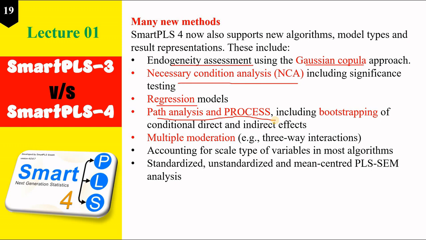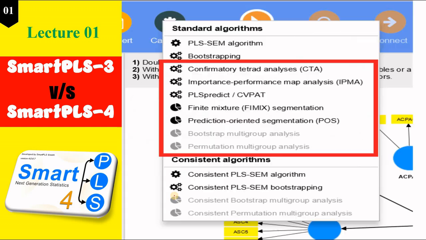And then another is multiple moderation. So now you can also moderate three-way interactions in the software. Along with this, accounting for scale type of the variable in the most algorithm, such as unstandardized, standardized, and mean-centered PLS analysis, is also available in SmartPLS-4. So these are the new techniques which are available in SmartPLS-4.